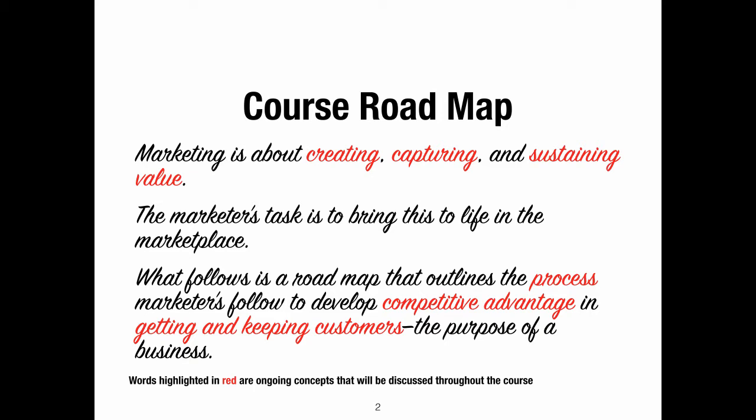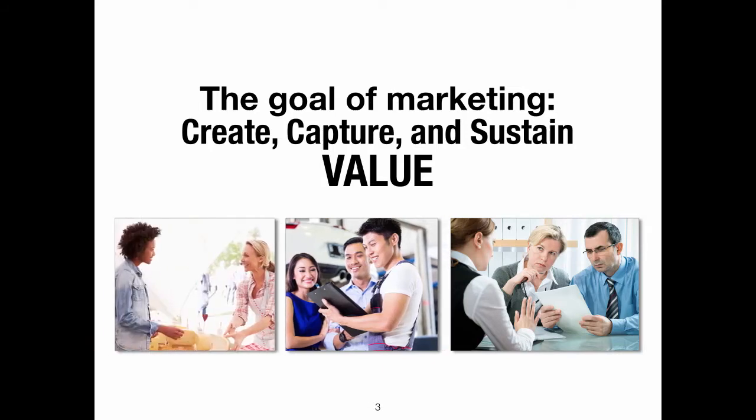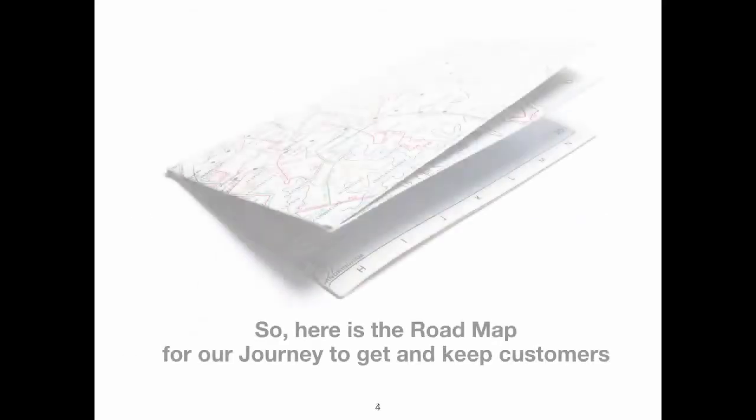It'll outline the process that we follow to gain competitive advantage in, essentially, getting and keeping customers, the purpose of a business. The goal of marketing? Simple. Create, capture, and sustain value. We see three sequences here. Over on the far left, a customer environment, and on the far right, a customer to business. Kind of covers the gamut. All these marketing lessons you'll learn here will apply to all environments.